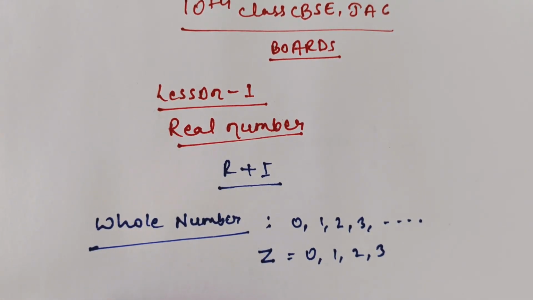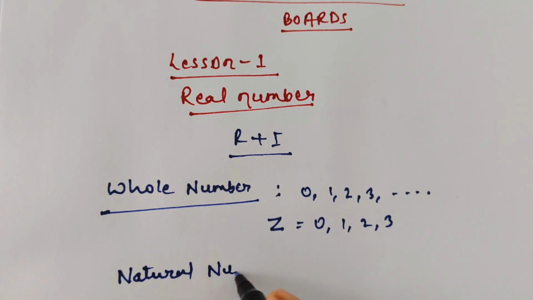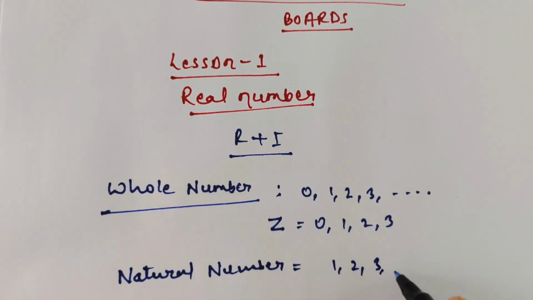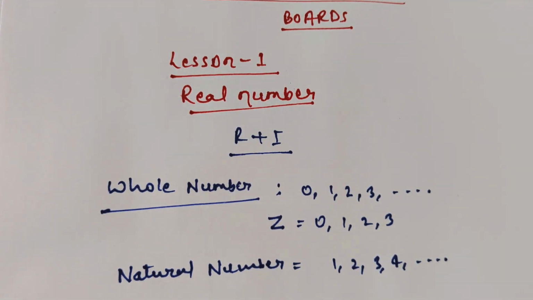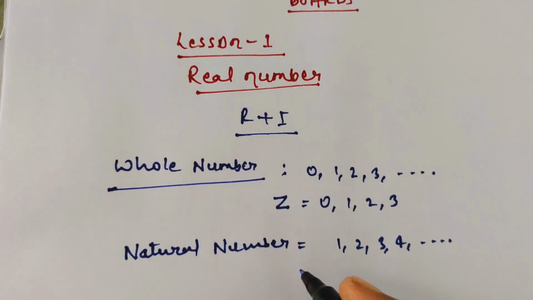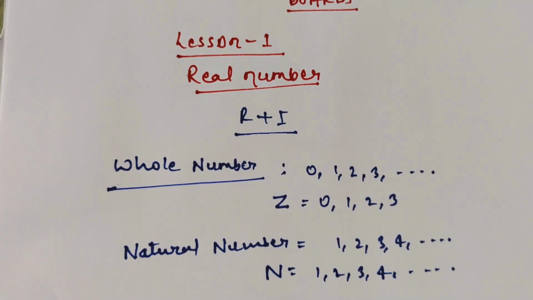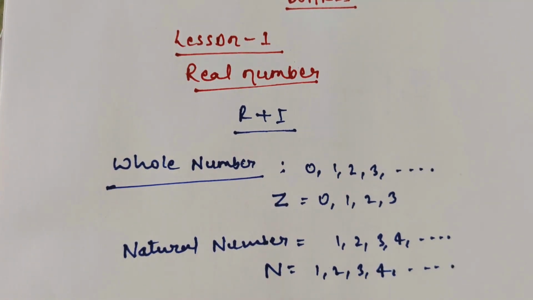And if I talk about the natural numbers, the numbers which start from 1, like 1, 2, 3, 4, and so on, are called the natural numbers. They are also called the counting numbers. Counting numbers are also known as natural numbers. They are indicated by N, so you can write N equals 1, 2, 3, 4, and so on. You can write it according to your requirement. So these are the natural numbers and the whole numbers.